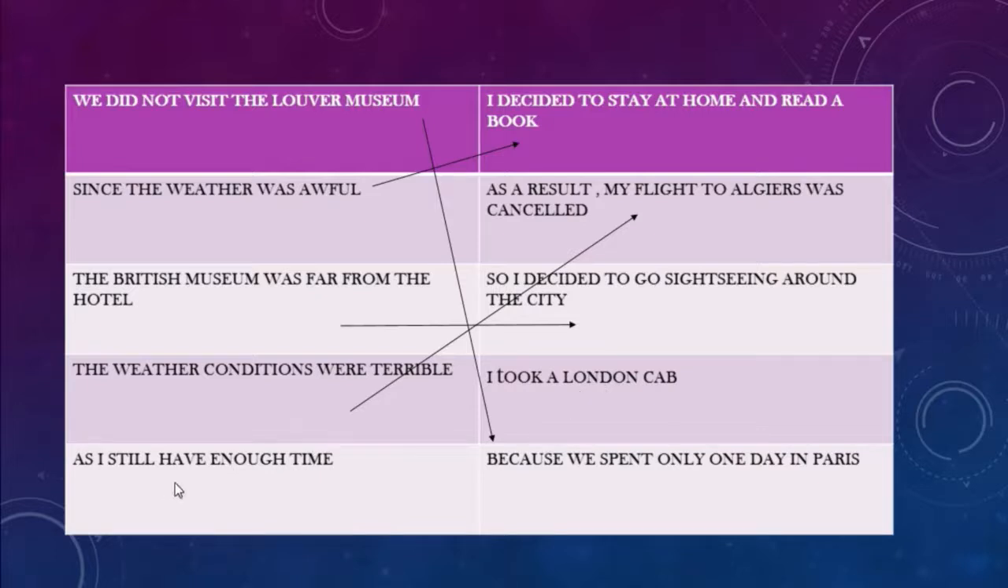As I still have enough time, I took a London cab. Very good. Now, let's read the correct sentences now. Alright.